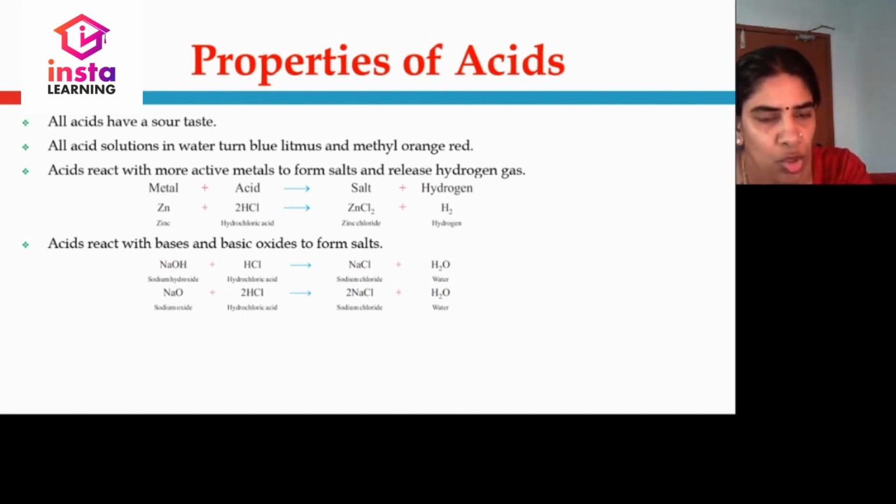For example, sodium hydroxide is a base. When it is reacted with an acid like hydrochloric acid, it forms salt and water. Acid, when it reacts with a metal, forms salt and hydrogen gas, while a base reacts with the acid to form salt and water. A basic oxide, that is Na2O, sodium oxide, also reacts with hydrochloric acid to form salt and water.